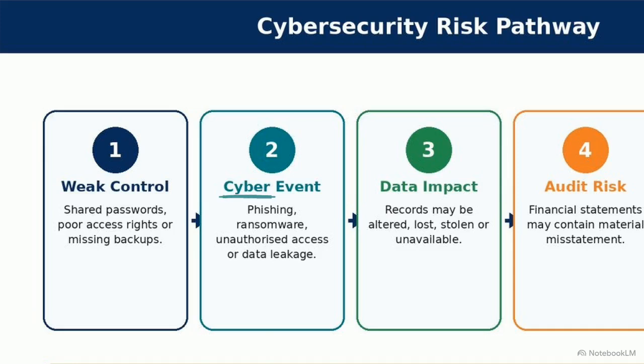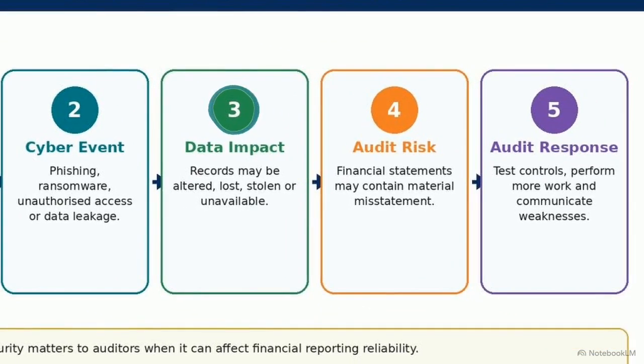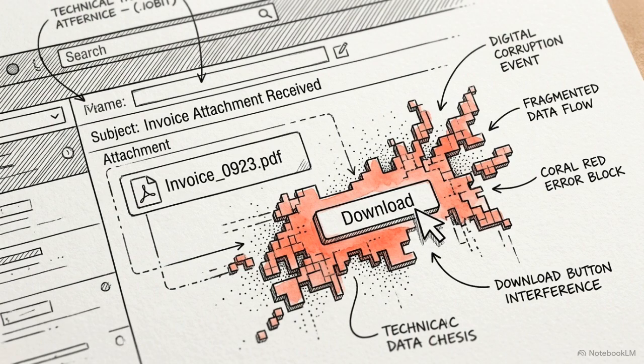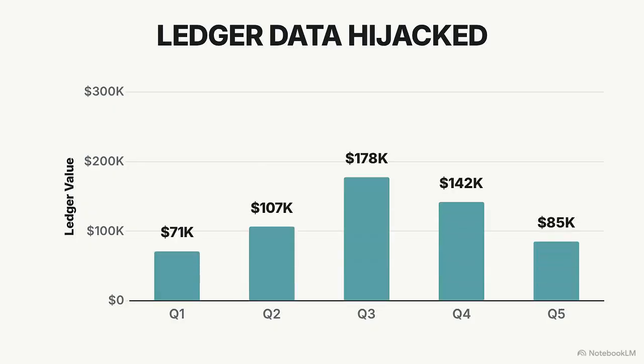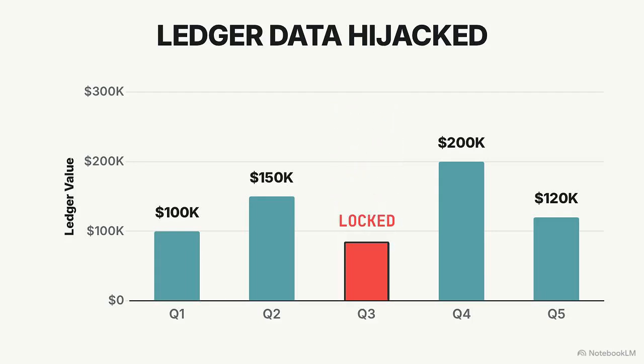This diagram maps the cybersecurity risk pathway. A control failure leads to a cyber event, like a ransomware attack. Encrypting the ledger triggers data impact. The business is locked out, immediately creating a severe audit risk. When cybercriminals use phishing emails to hijack a payment workflow and alter supplier bank accounts, or hold ledger data hostage, they are fundamentally and directly altering the reality of the financial statements.